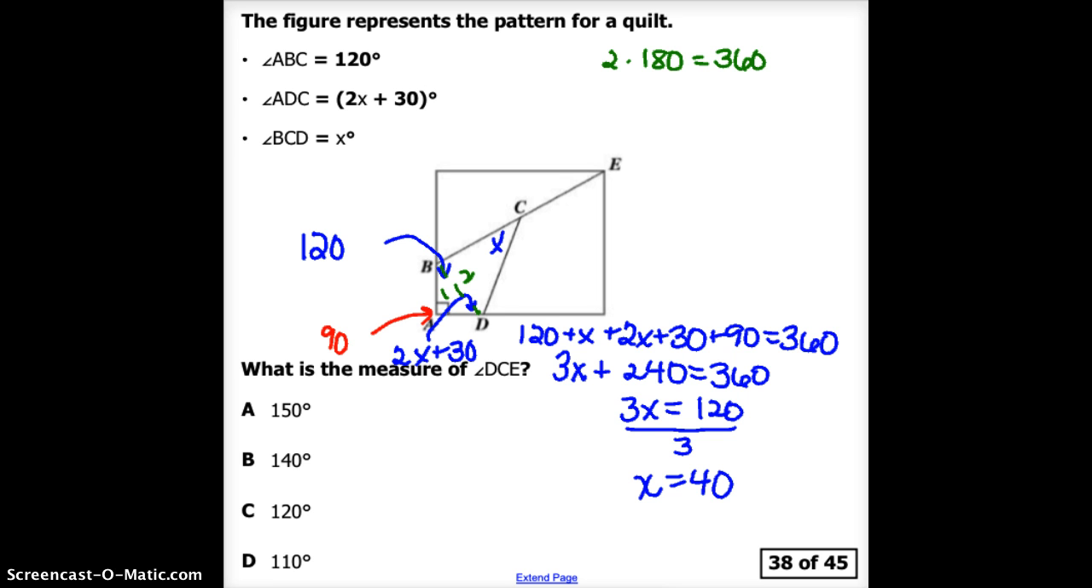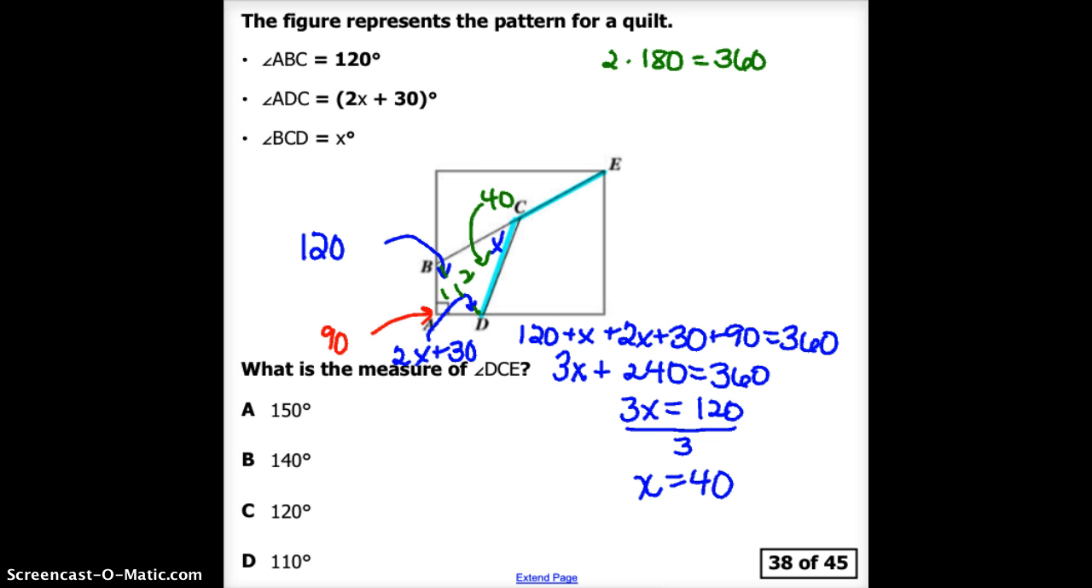That's great. So now I know this angle measure right here. But if you jumped and tried to answer the question already, you realized that that's not an option. So we have to be careful about which angle we're answering for. They want the measure of DCE. So I'm going to go ahead and highlight DCE.